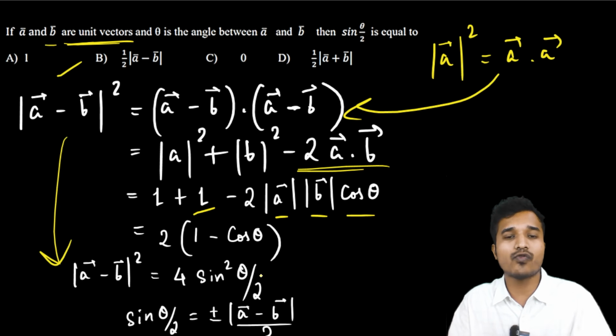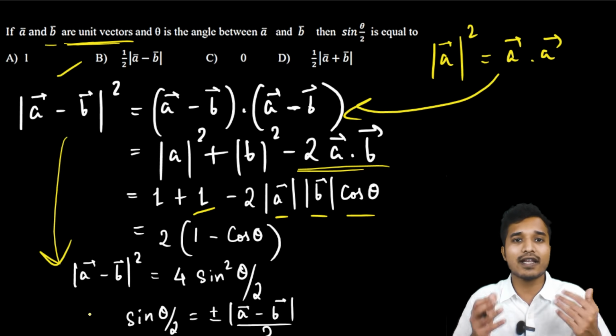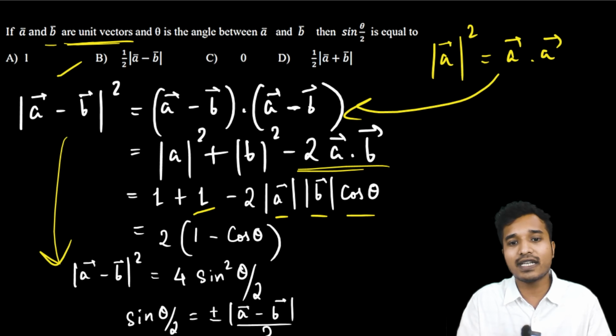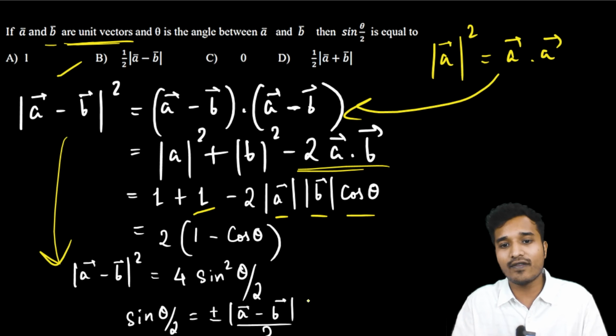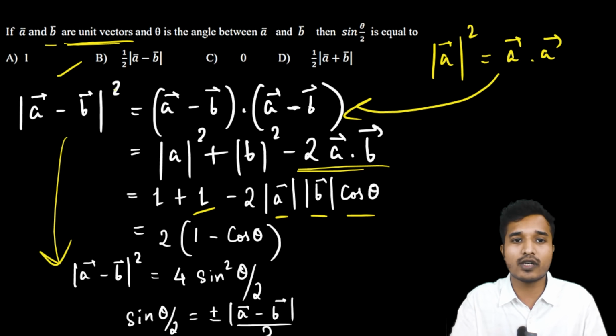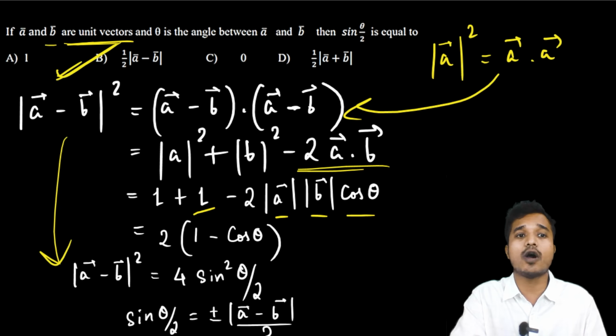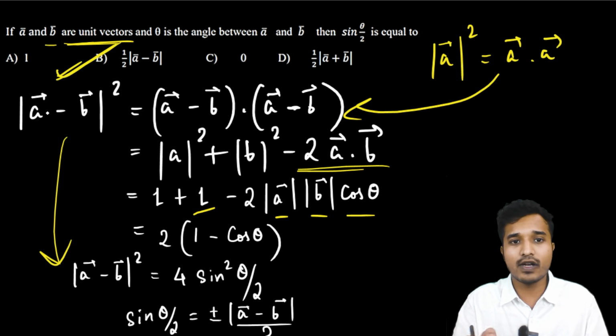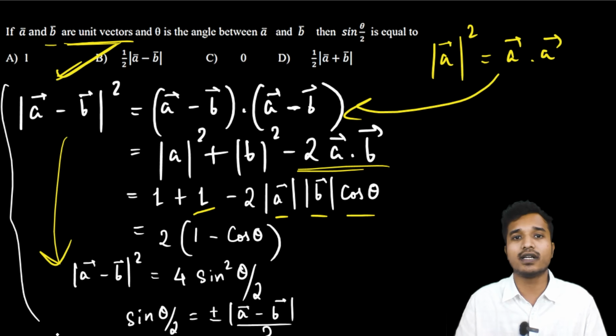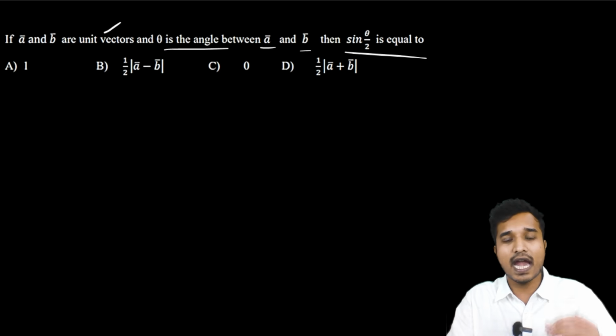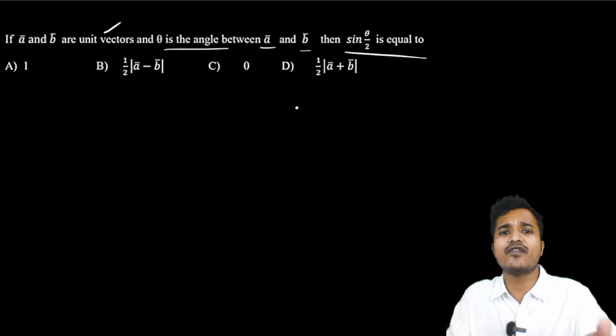So this simply becomes 4 sin squared theta by 2, and if we take the root on both sides, we get sin theta by 2 is equal to plus minus the magnitude of A vector minus B vector divided by 2. So our final answer becomes option B. But again, I will repeat that this is a long method. We need to think smartly, and we can approach this question within a few seconds.